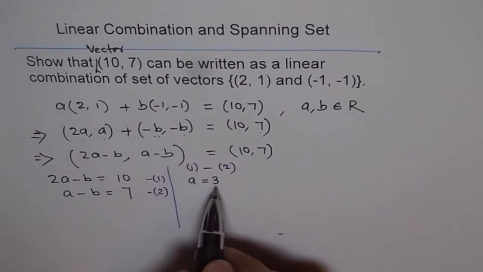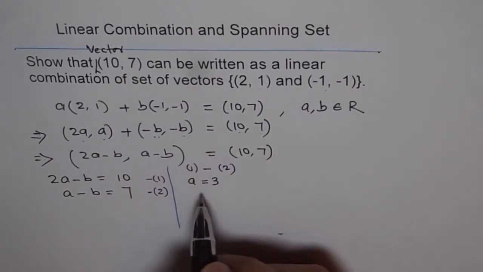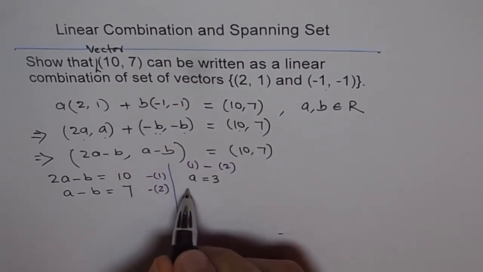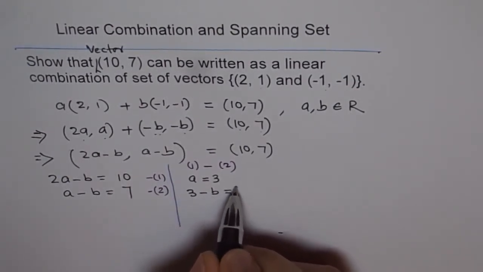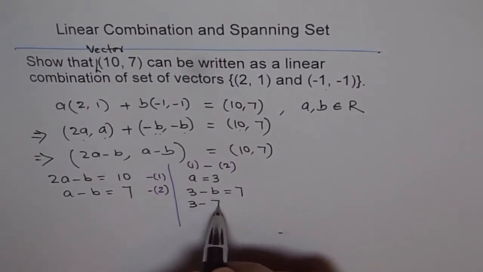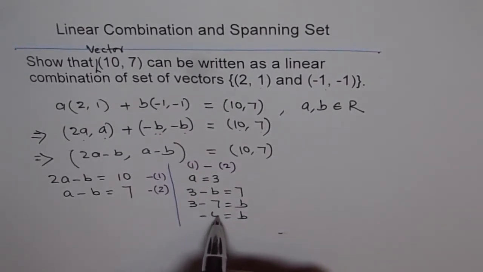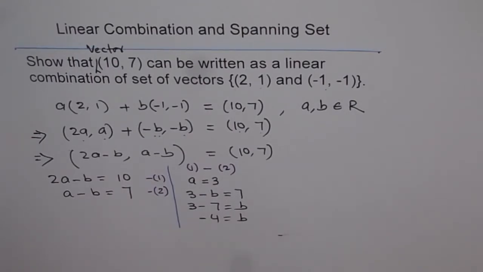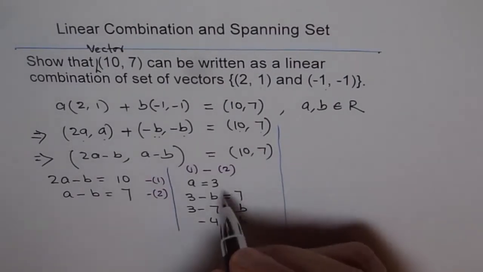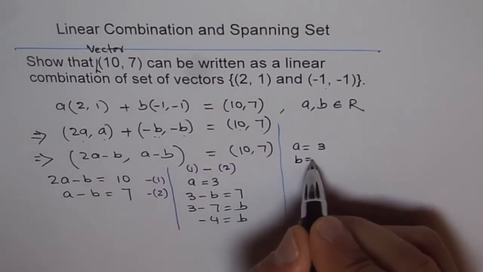Now once you know the value of A, you can find the value of B from equation 2. So let's substitute this value in equation 2. We get 3 - B = 7, or we bring 7 to this side, 3 - 7 = B, and thereby we have B = -4, correct? So we found the values of A and B. What we got is A equals 3 and B is -4.